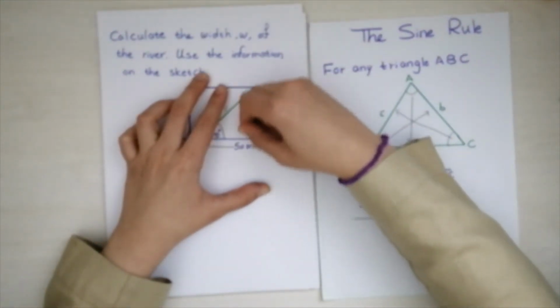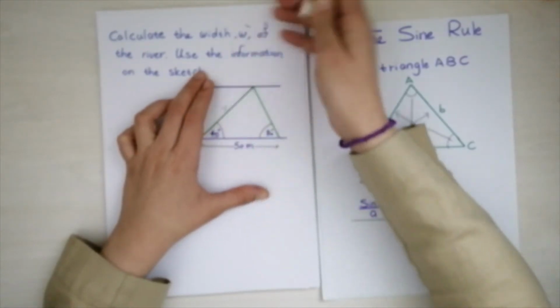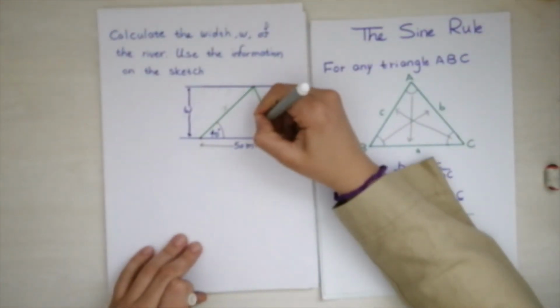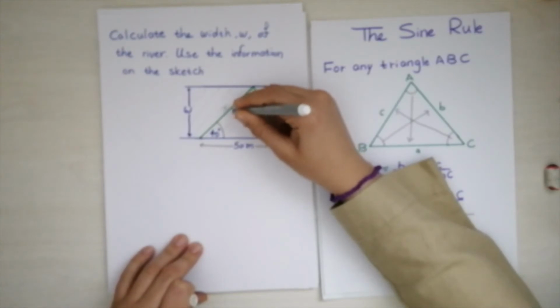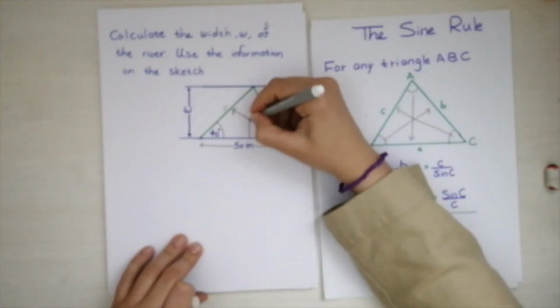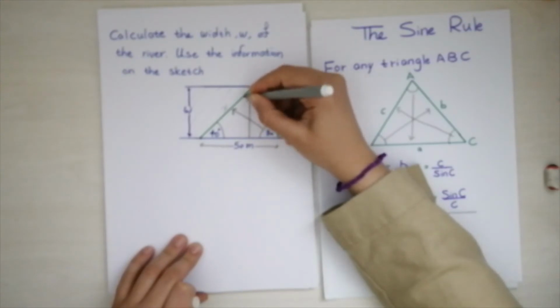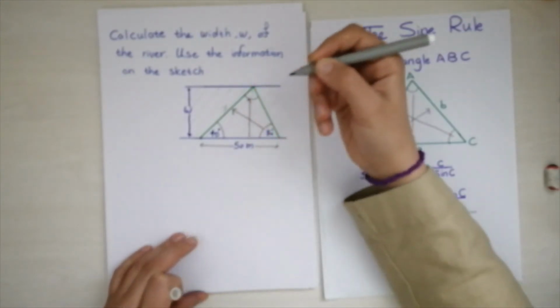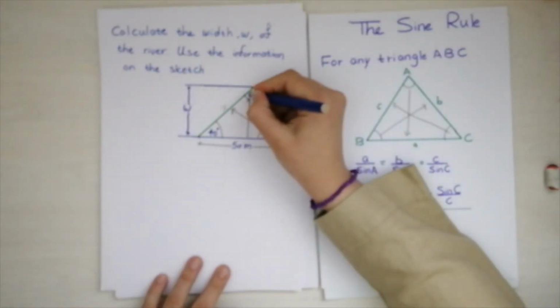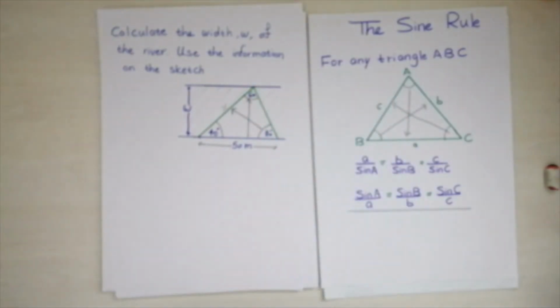Let me erase it. And now let us look inside this triangle. The angle 80 is opposite to x. And we have this side, 50 meters, that is opposite to this angle. But we don't know this angle. Can we find it? Of course we can. 40 plus 80 is 120. We need another 60 to make it 180. Good.